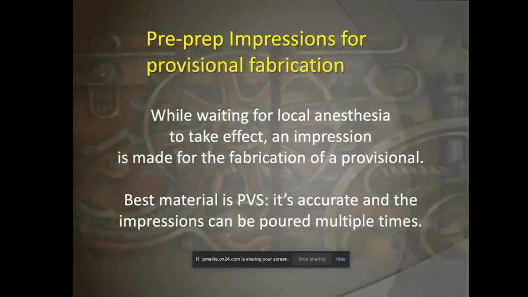So while waiting for local anesthesia to take effect, it's important to get an impression to fabricate your provisional. And the best material is polyvinyl siloxane. It's accurate, and the impressions can be poured multiple times. You can use the impression multiple times to fabricate your provisionals.